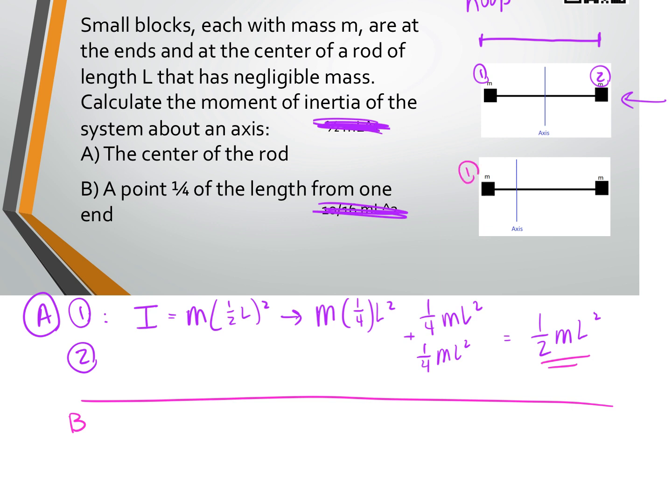On the bottom one, on part B, the difference is that our axis is offset. So if this is still object 1 and this is still object 2, we've got differences here. For object 1, it would be m times r squared. So what is the radius of this one in this case? 1/4 L. And if we run that all the way out, we get 1/16 ml squared.